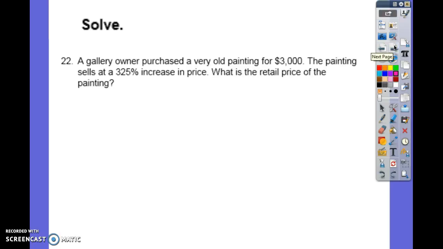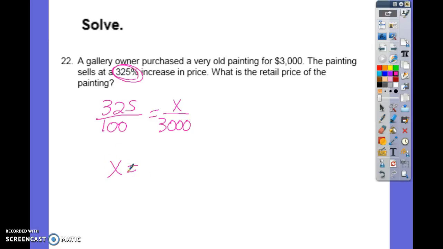Number 22, a gallery owner purchased a very old painting for $3,000. The painting sells at a 325% increase in price. What is the retail price of the painting? So we see that we have 325%. So we're going to put 325 over 100 equals x over $3,000. That is the price of the painting. We're going to figure out what is a 325% increase of 3,000. And once we solve that proportion, we will have that value.